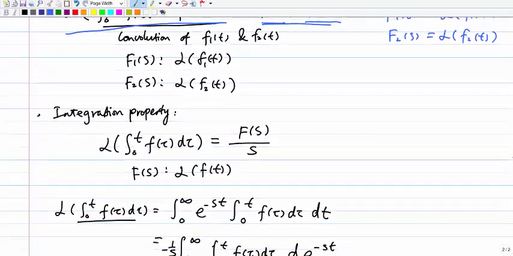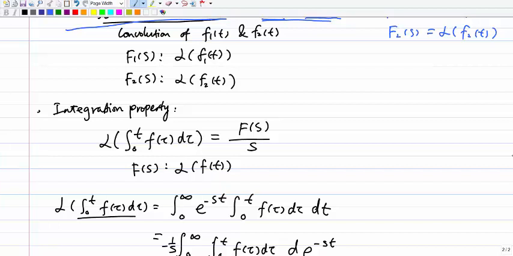The next property is called the integration property. The integration property says the Laplace transform of the integration from 0 to t of f(tau) d tau is F(s) over s. Again, F(s) here is the Laplace transform of the original function f(t). Let me repeat and emphasize here.